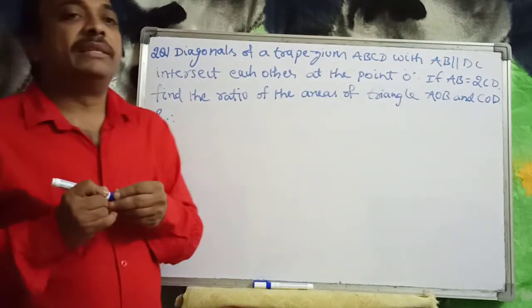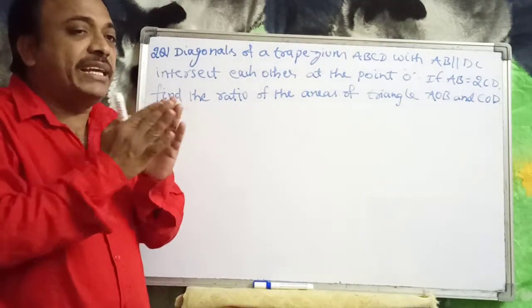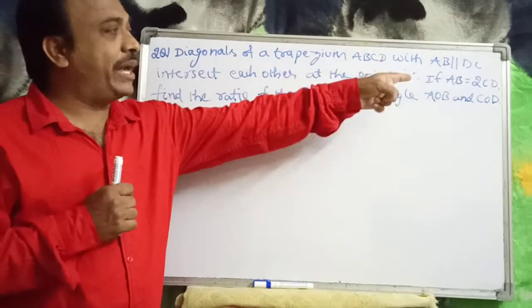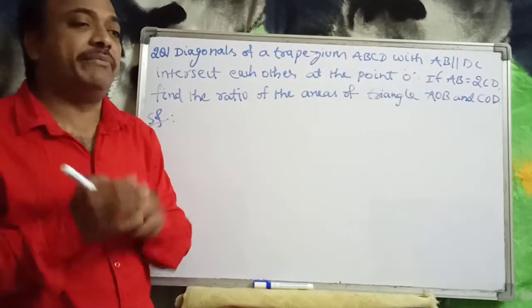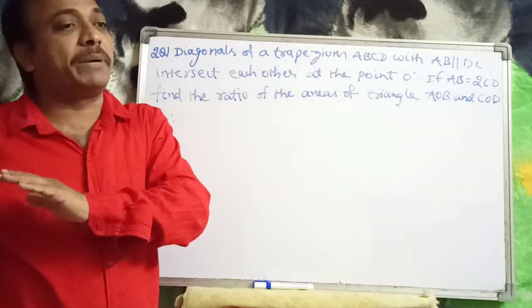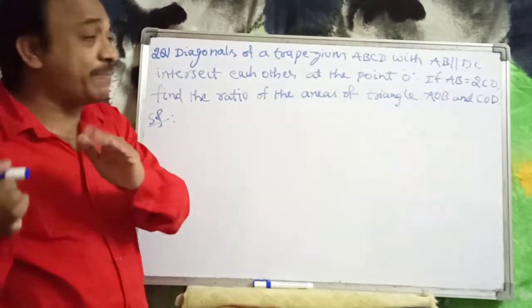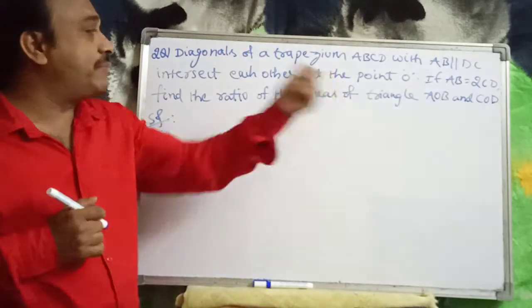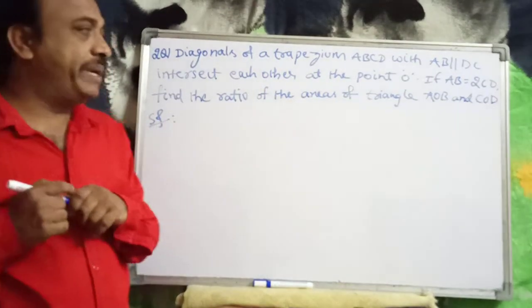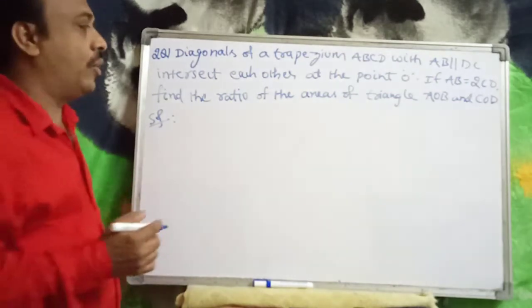The point where the diagonals intersect is O, and one condition is given: AB is equal to 2 times CD, meaning of the sides which are parallel, AB is 2 times the other side CD. Then find the ratio of the areas of triangle AOB and triangle COD.